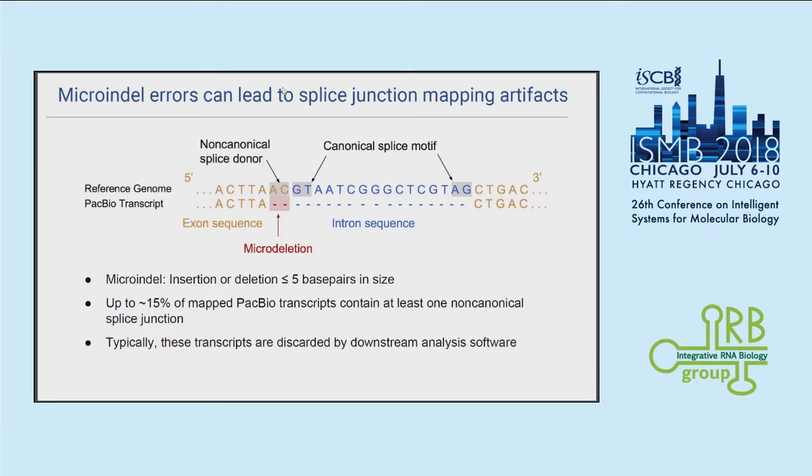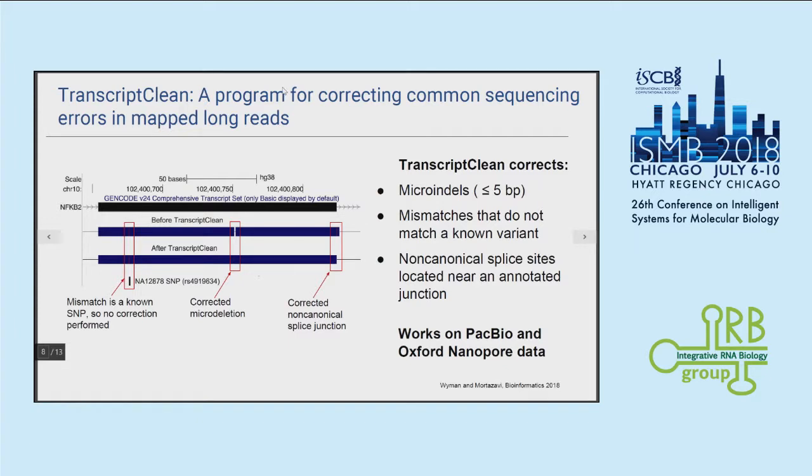To deal with this, I wrote a program in Python called TranscriptClean, which corrects common sequencing errors in mapped long reads. Specifically, it will correct microindels, mismatches, as well as these non-canonical splice junctions that are close to an annotated junction. But I know that one size doesn't fit all, so I've created flexible input options so that you can turn off mismatch correction if you're concerned about RNA editing or SNPs. Alternately, if you're working in a well-studied cell type, you can provide a whitelisted file of VCF variants that will prevent variants in those positions from being corrected.